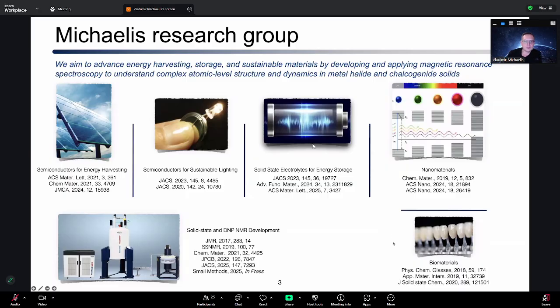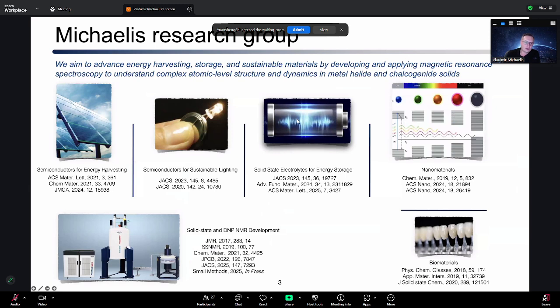So our research group basically uses extensively solid-state NMR techniques and a newer technique called dynamic nuclear polarization, which I'll talk a little bit about. And so that's the core area that we specialize in. And then we basically use this method to really understand a variety of materials typically related to sustainable energy. So whether that's energy harvesting or energy storage, or basically sustainable lighting.